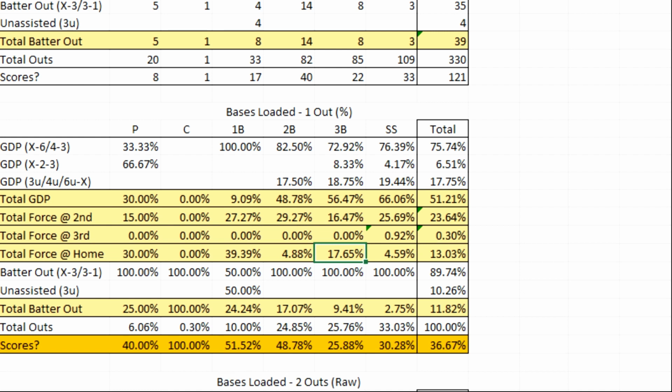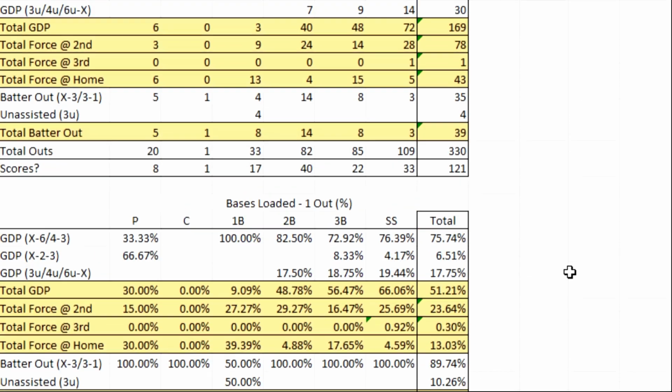So what about scoring? Well, we can see that over half the time the ball's hit to first, that runner on third is going to score with one out. About half the time on balls hit to second, that runner on third is scoring with one out. And then a quarter of the time on balls hit to third, and almost a third of the time on balls hit to short. Overall, about a third of the time, the runner's scoring from third.